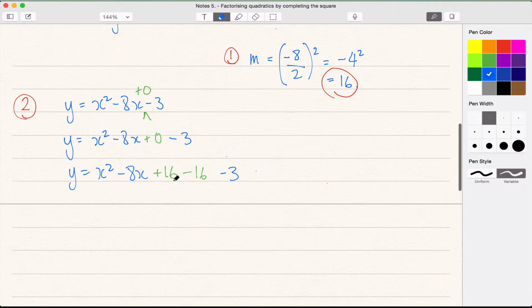Hopefully you can see if we plus 16 then minus 16 we end up with 0 anyway. So this is just the same as adding 0 in the middle. But you'll see in the next step where this becomes really useful for us.